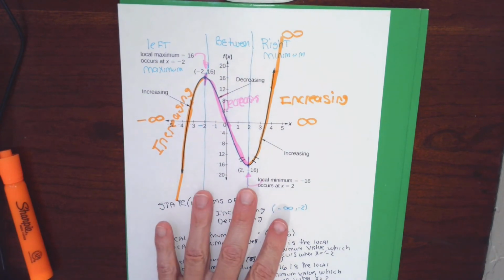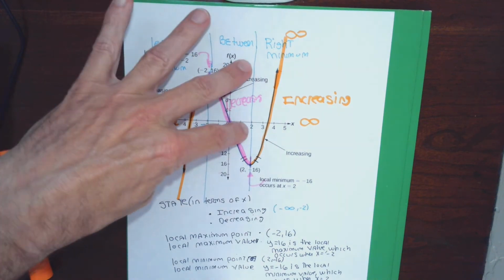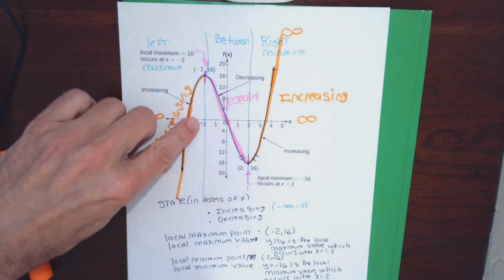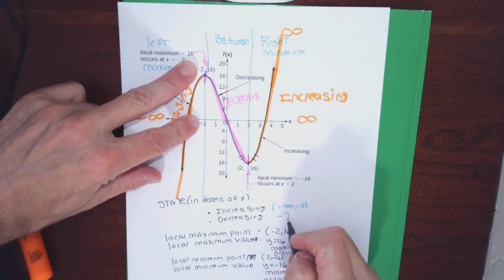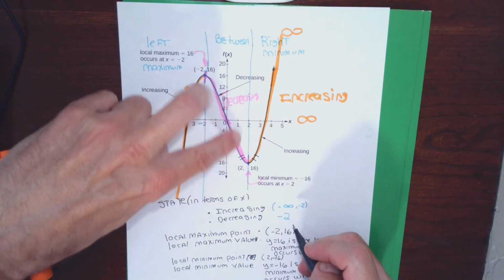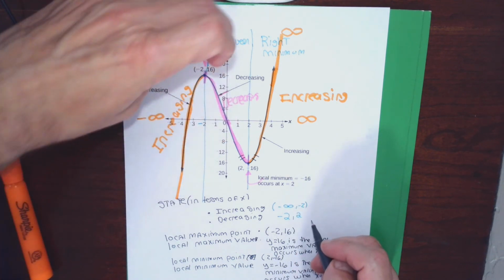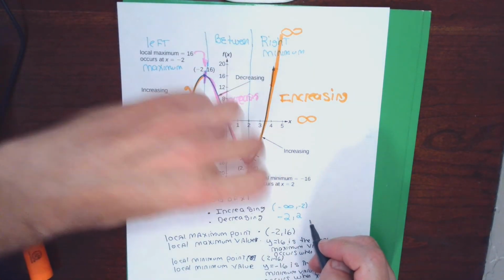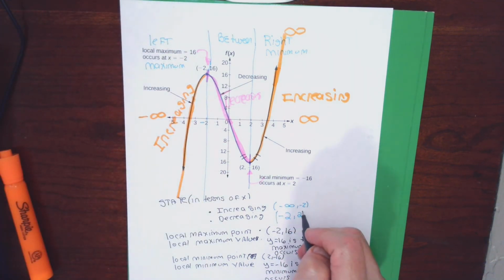The middle interval where the graph is decreasing, it goes between this vertical line and that vertical line. This vertical line goes through negative 2 on the x-axis. That's the start of that interval. This vertical line goes through positive 2 on the x-axis. That's the end of that interval. That middle interval goes between x equal negative 2 and x equal positive 2, round parentheses.